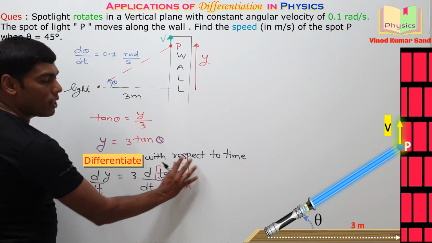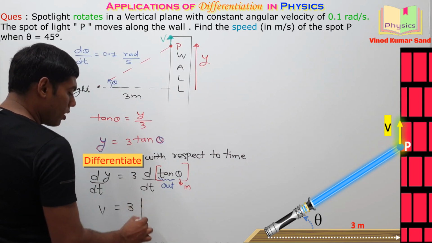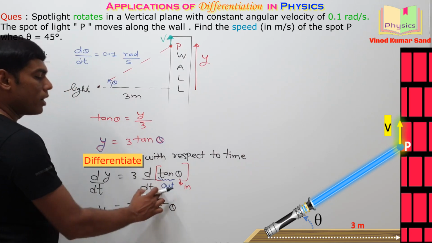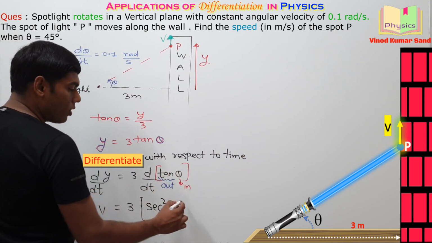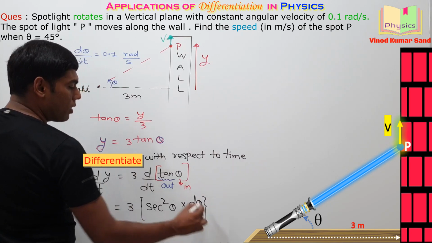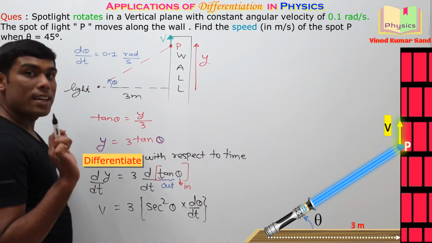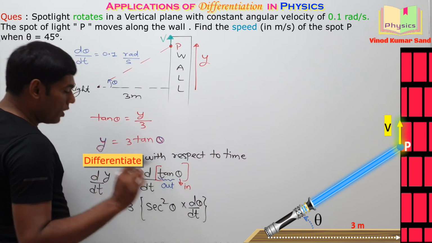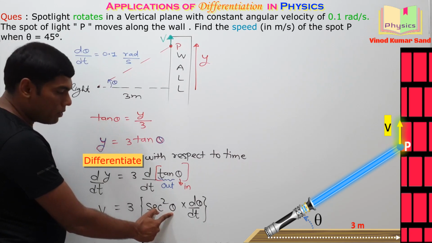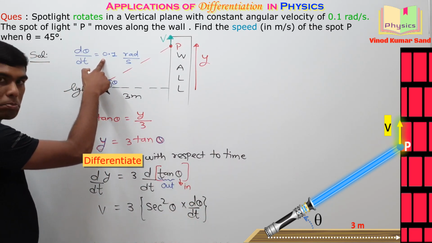So differentiation of tan of something is secant square of that something. So here you will write secant square theta. Now you need to differentiate the inside function. Differentiation of the inside function is d by dt of theta. Getting it? The question is asking the numerical value of v, that now you can obtain. Put here theta equal to 45 degree and put here d theta by dt as 0.1 radian per second.